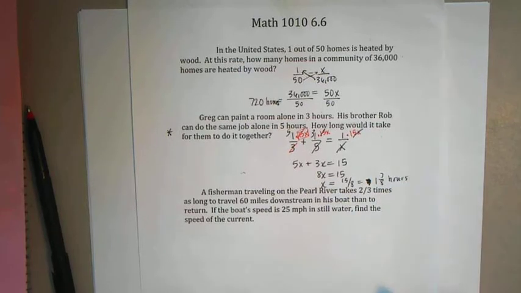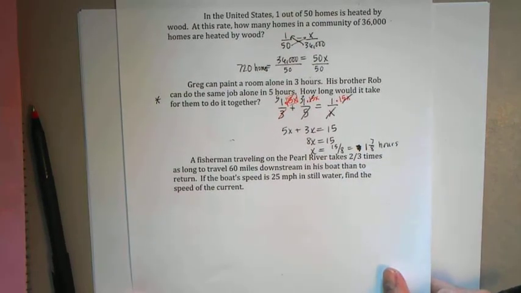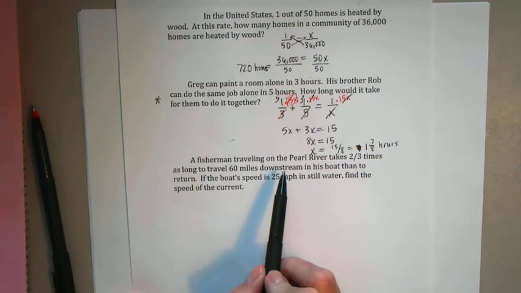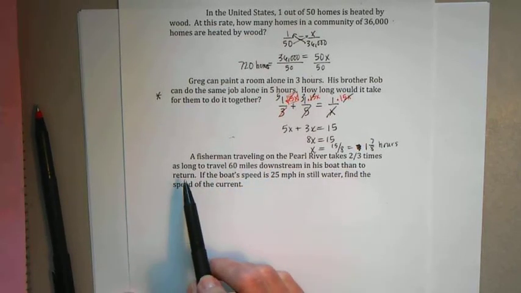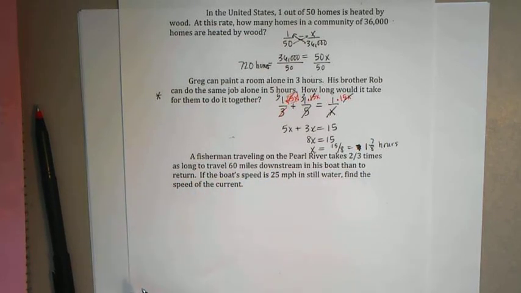Alright, last one. A fisherman traveling on the Pearl River takes 2/3 as long to travel 60 miles in his boat than to return. If the boat speed is 25 miles per hour in still water, find the speed of the current.